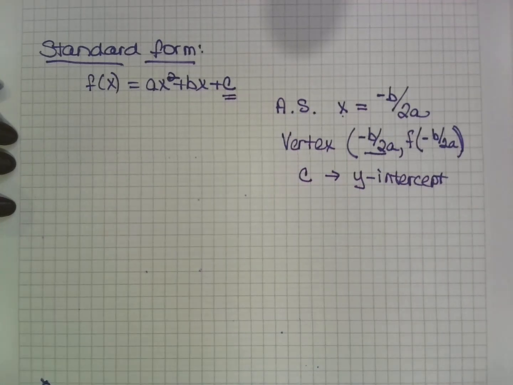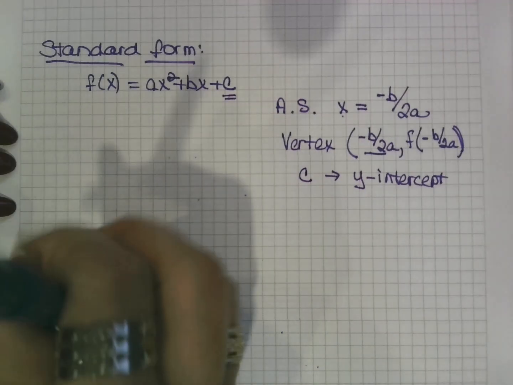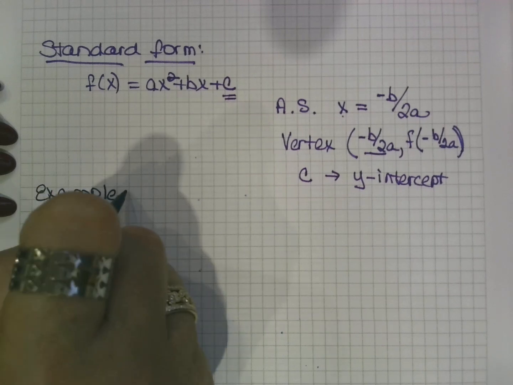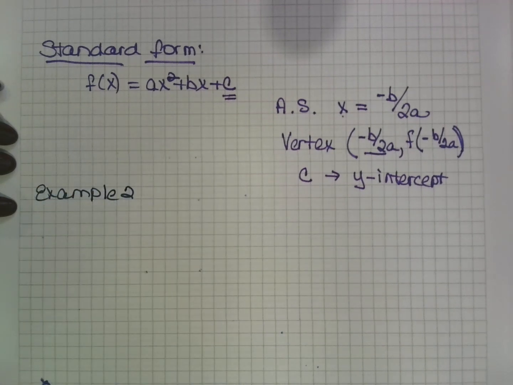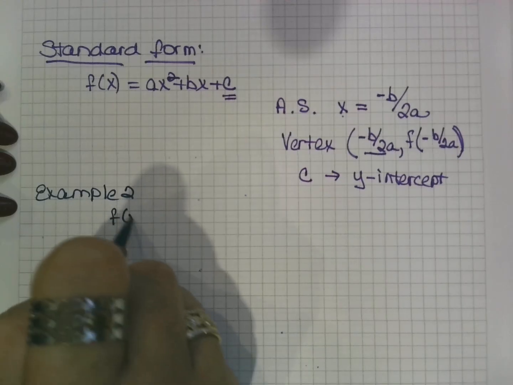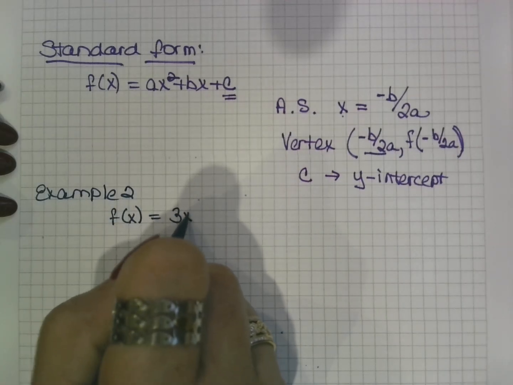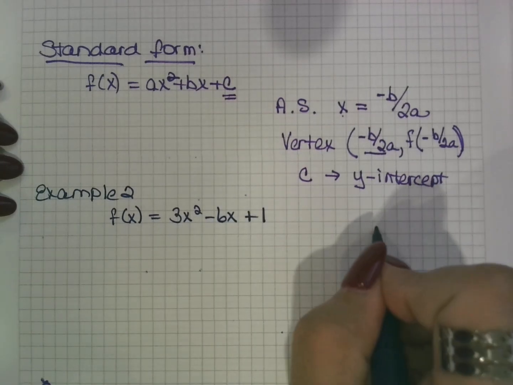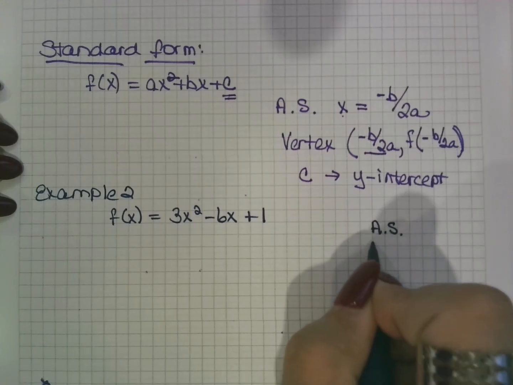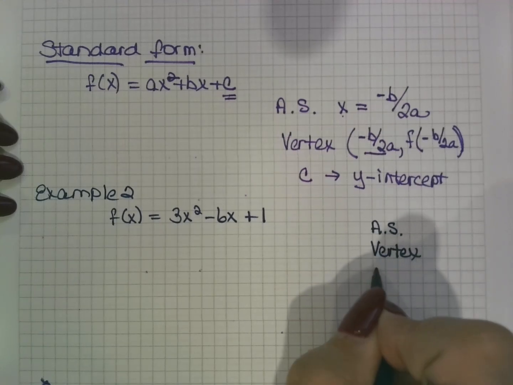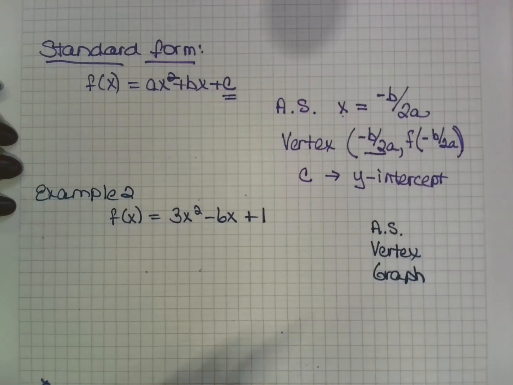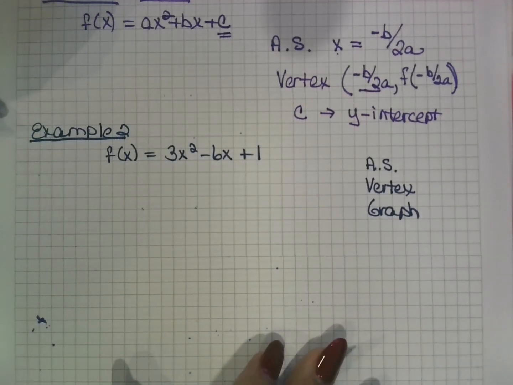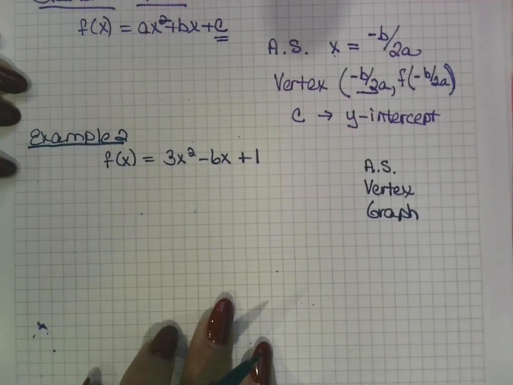All right, let's take a look at a real world problem, or as real as it gets in math. Example number 2. Let's put some numbers here. So let's say here we have the function f of x equals 3x squared minus 6x plus 1. I want you to find the axis of symmetry, I want you to find the vertex, and I want you to graph it. Okay, so the same things that I asked in example 1, which had to do with vertex form, I'm now asking in standard form.